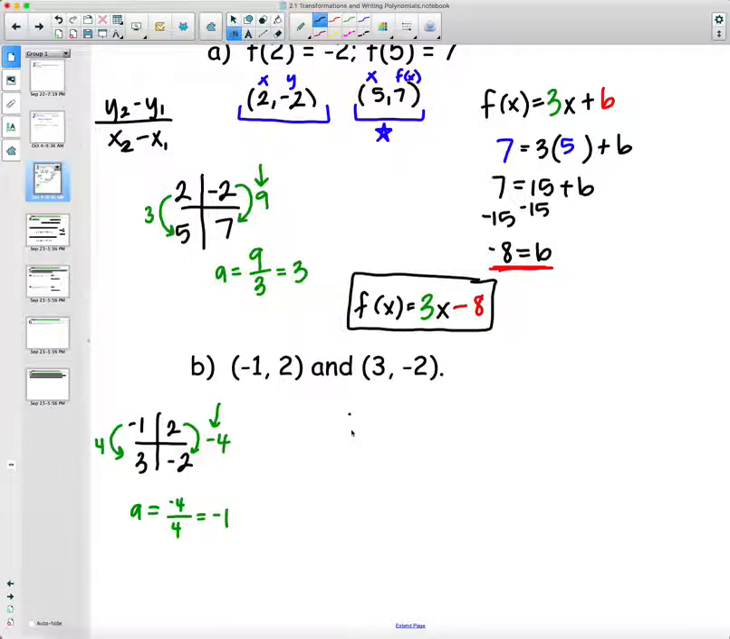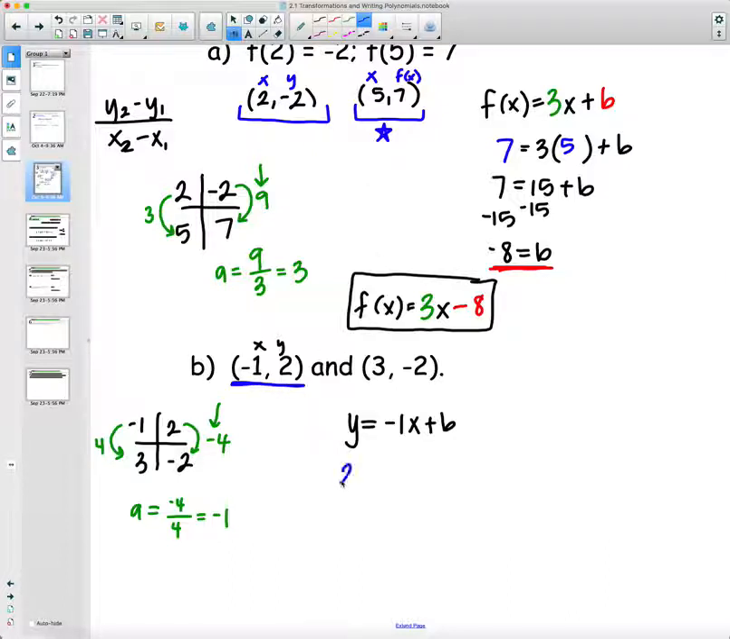So then we'll go ahead. This time I'll just write a y since we have our ordered pairs written as xy. So we have negative 1x plus b. Pick either of these 2 points to plug in, whichever you want. I'm going to plug in this first one.